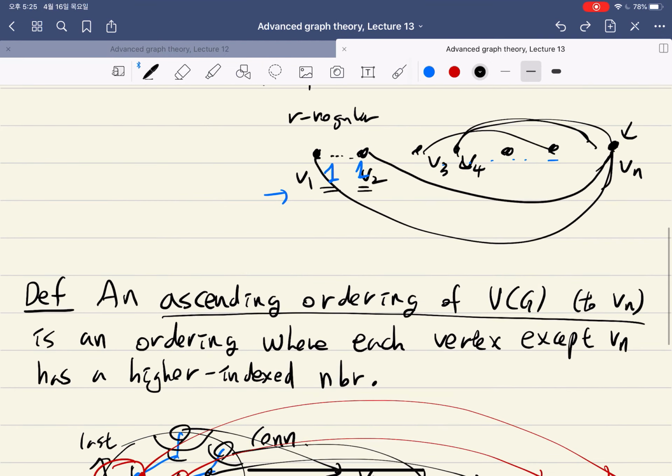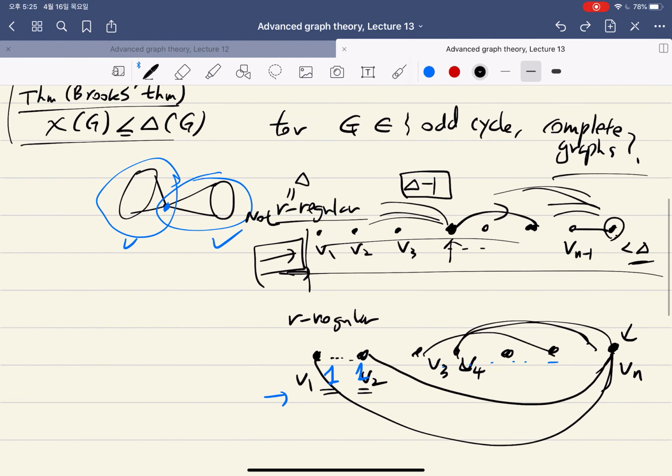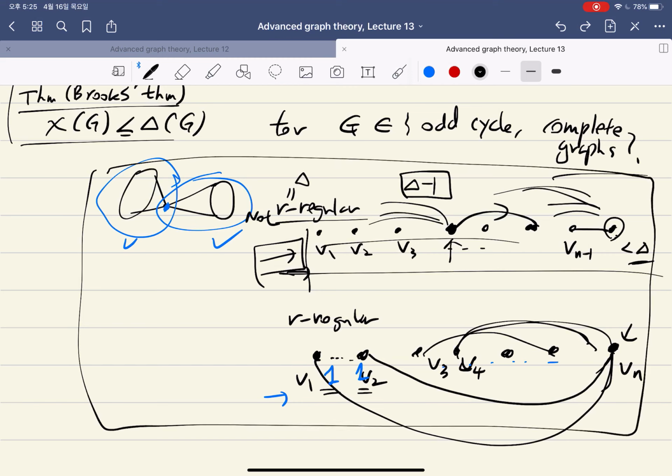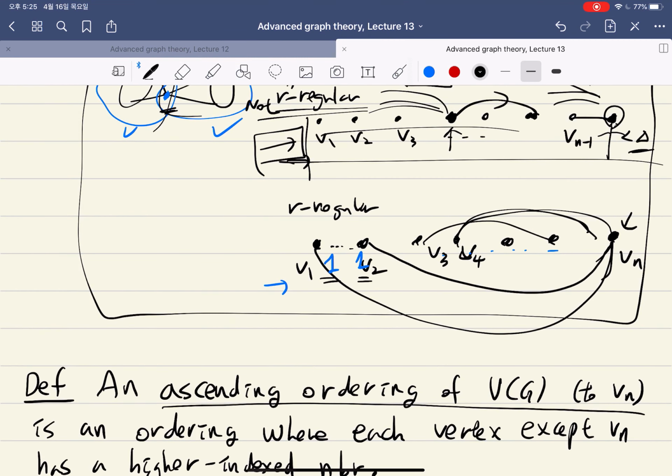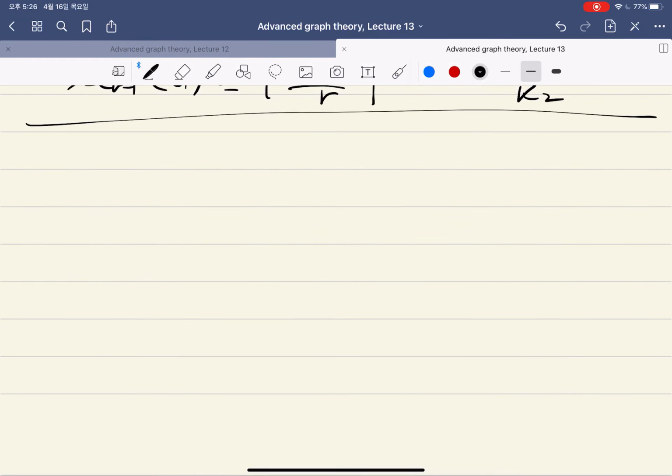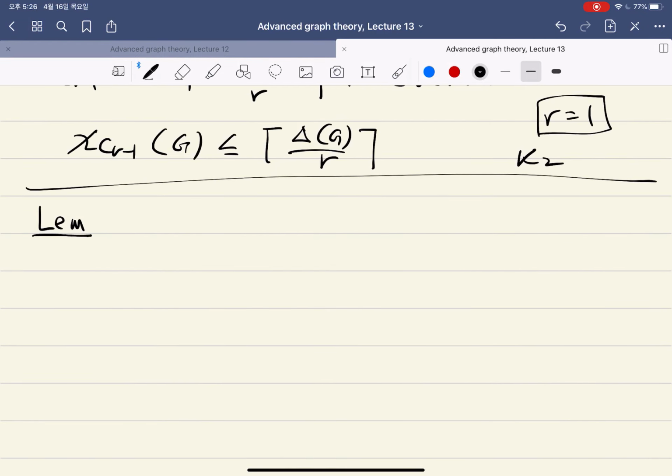So again, how do we prove it? We want to use the idea of Brooks theorem's proof. We show that if there is a cut vertex, then we cut it into two graphs and then we induct. And if it is not R regular, we take an ascending ordering toward a vertex with less degree. And if R regular, then we take a vertex whose neighbors are not adjacent, and then we put them at the beginning, and then we do the ascending order. For that, let's prove a lemma first.